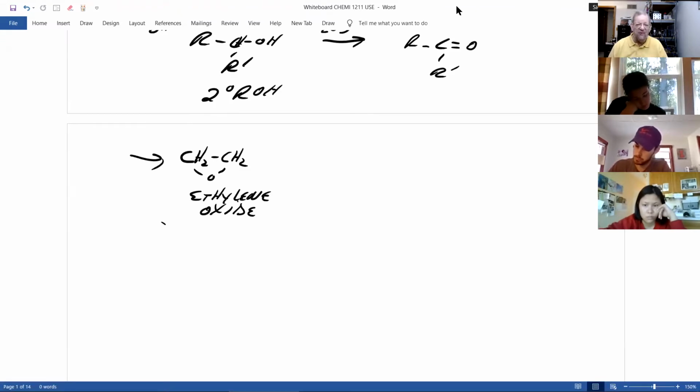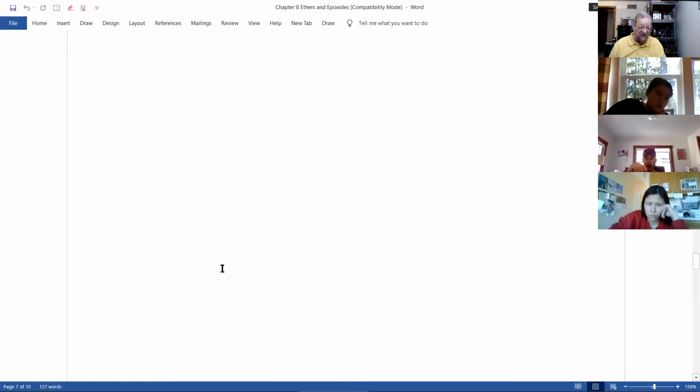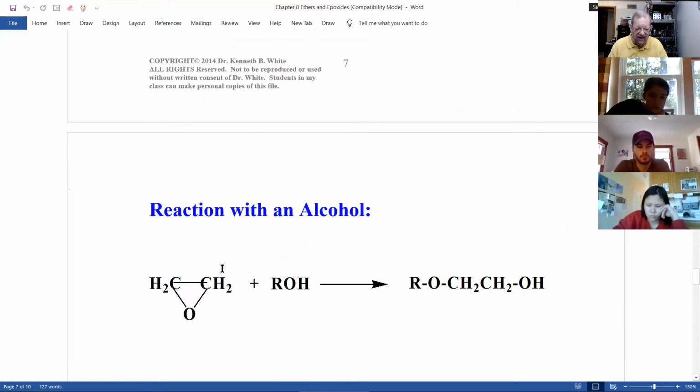Now, the reaction I would like to teach you, there are 2 of them. First of all, this will never be on a test, but this is why you never want water in a reaction with ethylene oxide, because the ring is very strained. It wants to pop open, and water will do that. So you have to keep water away from it. But an important reaction is the reaction of alcohols with ethylene oxide.